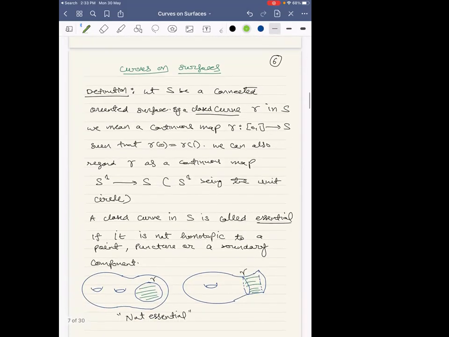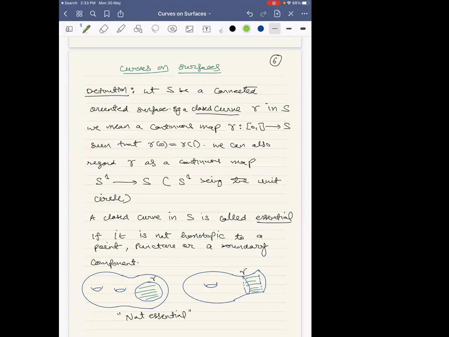Okay. So the first thing we will discuss in this is curves on surfaces. Let us start with a connected oriented surface S. So what is a curve, or a closed curve gamma, in S? This is just a continuous map from an interval to S, such that gamma of 0 equals gamma of 1. Or you can also regard this simply as a continuous map from a circle to your surface, so then you don't need to mention this extra condition. Just regard it as a map from S1 to S.